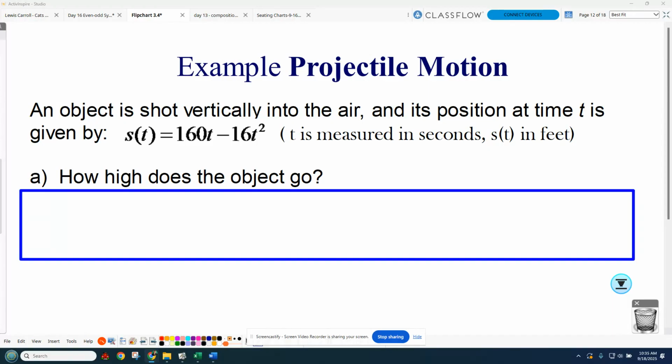I feel like it's... Okay, so here's our object. Ready? You gonna catch? Catch.